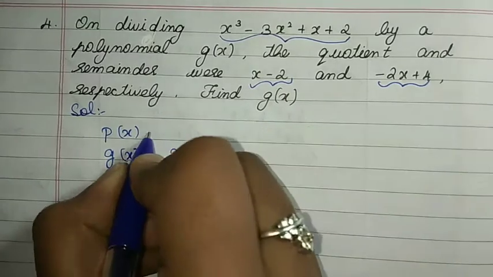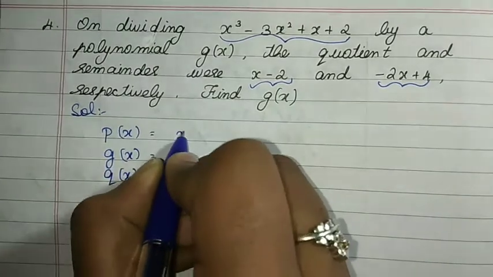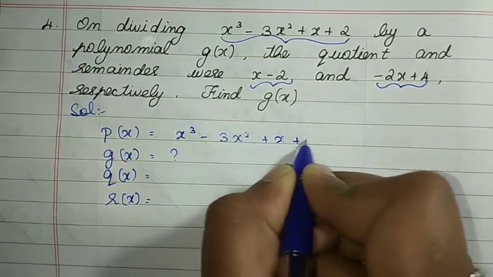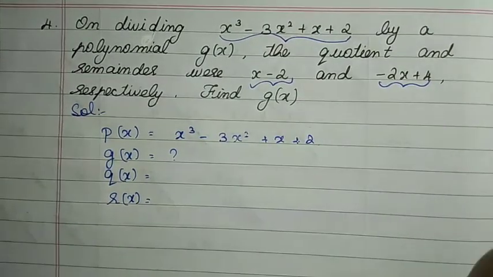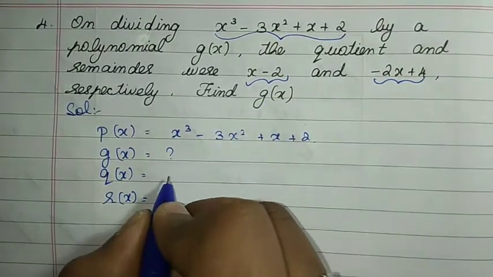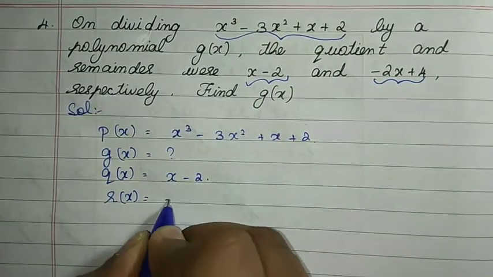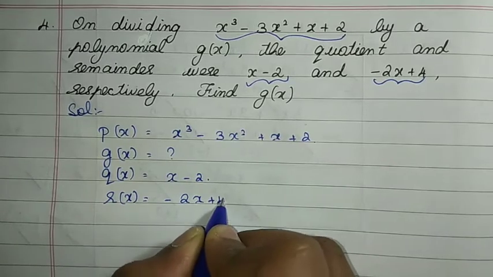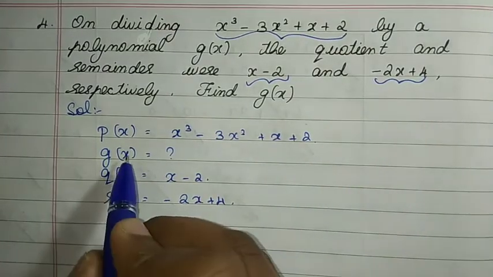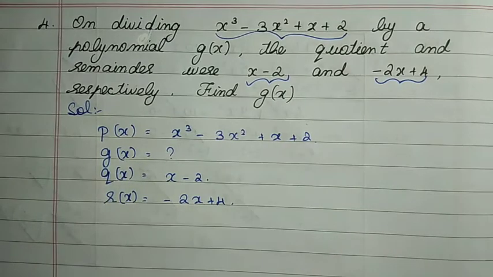What is p of x? First of all, x cube minus 3x square plus x plus 2. This is in the standard form, so directly we can write. And here q is x minus 2 and r is minus 2x plus 4. Right. So everything is given except g of x.